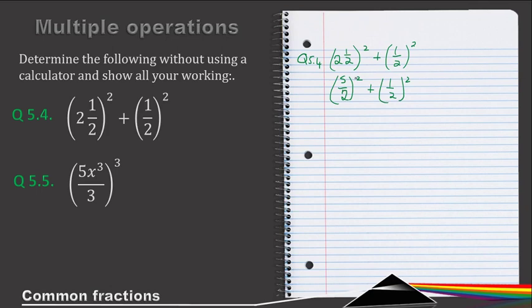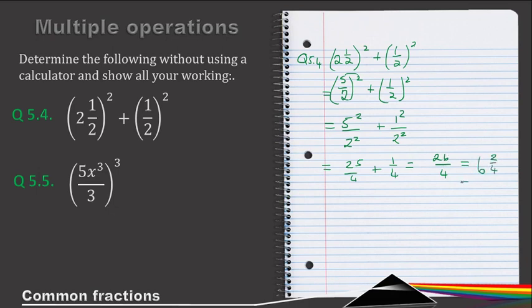Now, taking it in, that becomes 5 squared over 2 squared plus 1 squared over 2 squared. So this is 25 over 4 plus 1 over 4, which is then equal to 26 over 4. To change this into a mixed fraction, 4 goes into 26 6 times, and 2 is left, 2 over 4.